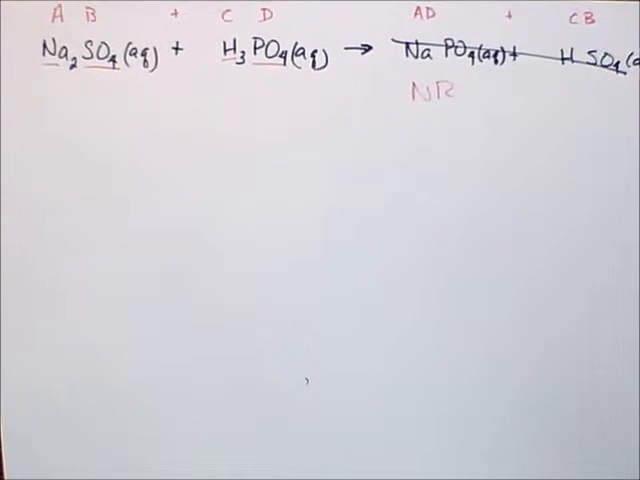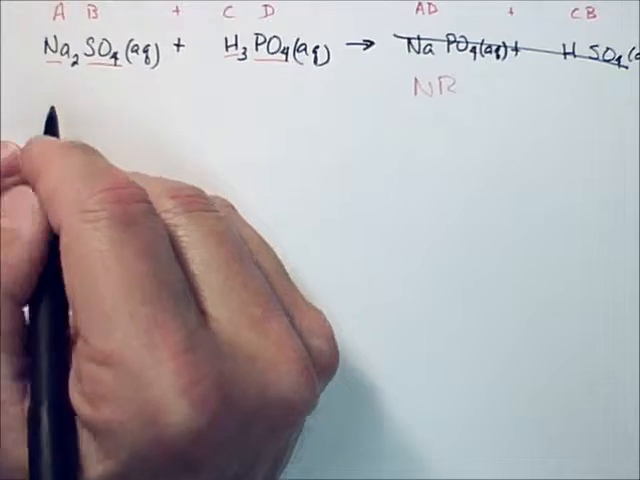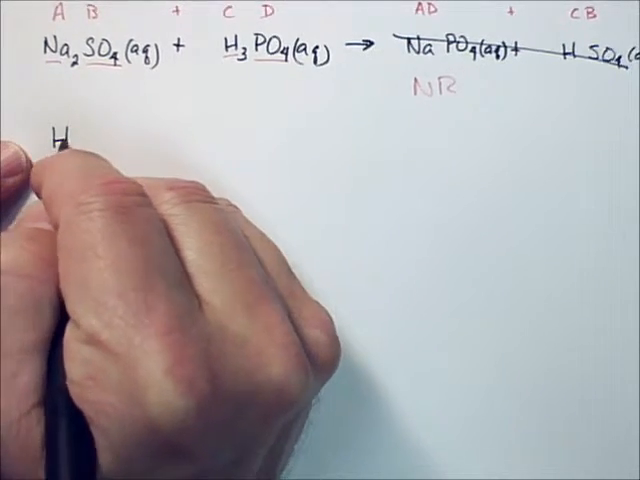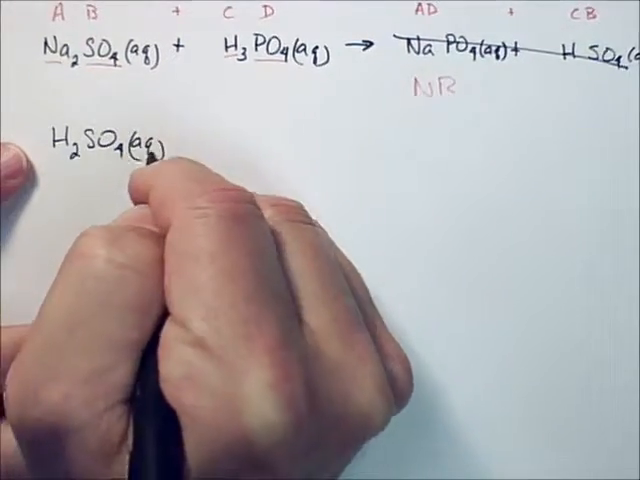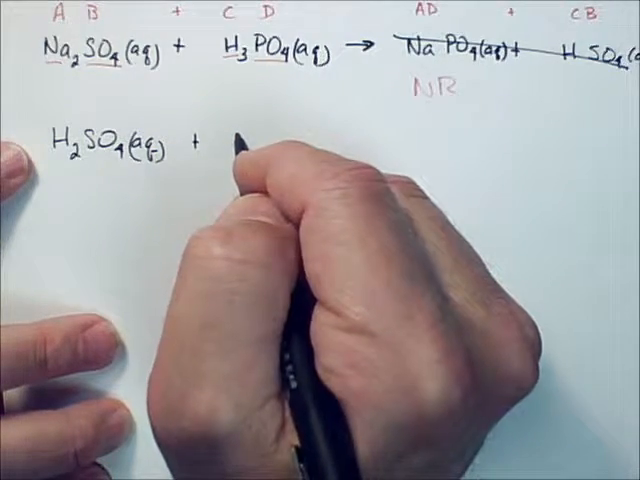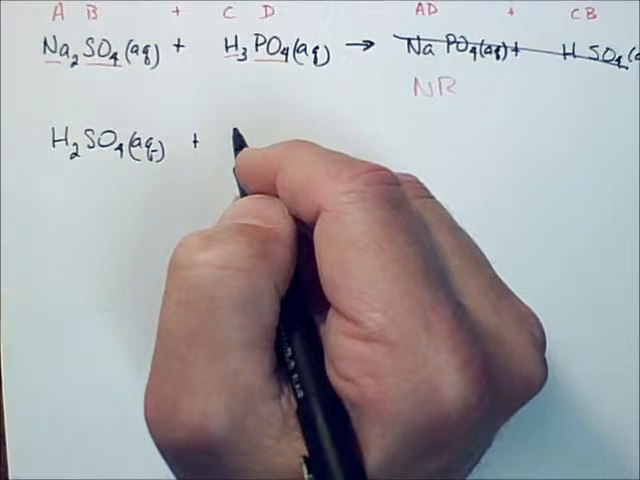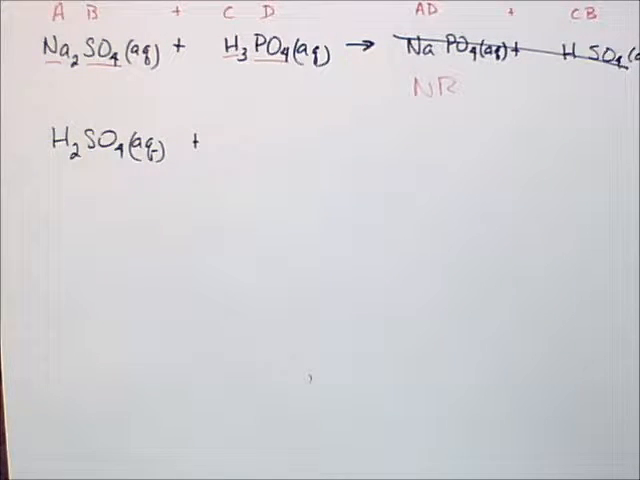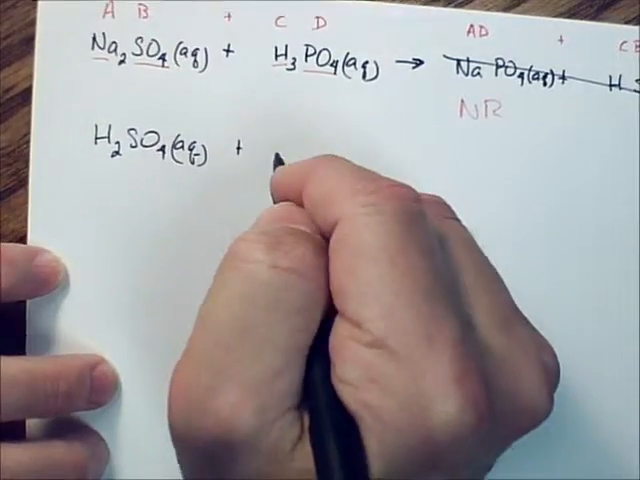Okay. One more example before I turn you loose to practice some problems. Let's do H2SO4 aqueous, and let's bond that with, let's see, magnesium hydroxide, I think, let me make sure. Nope, strontium hydroxide.